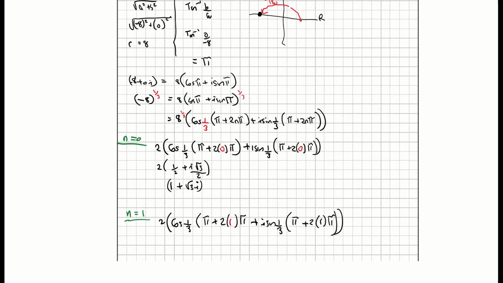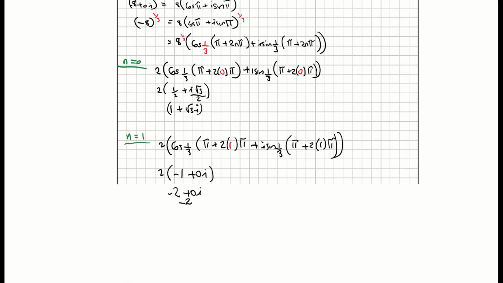When I evaluate that, I get 2 times cos of 1/3 multiplied by 3 pi, wouldn't it? So that's giving me minus 1 plus 0i. And multiplying into 2, that gives me negative 2 plus 0i, which is just the same as negative 2. So there's my second complex number, and I now need to test it for n is equal to 2.